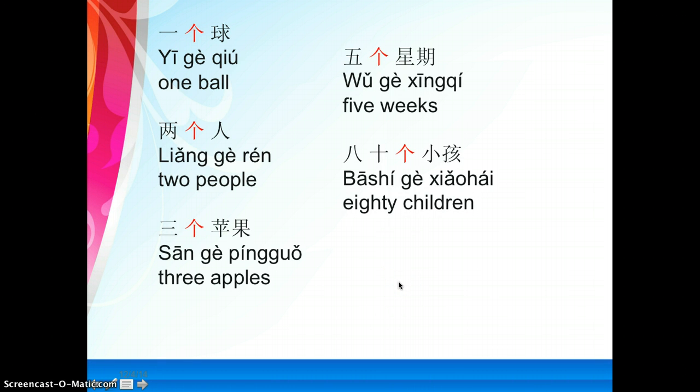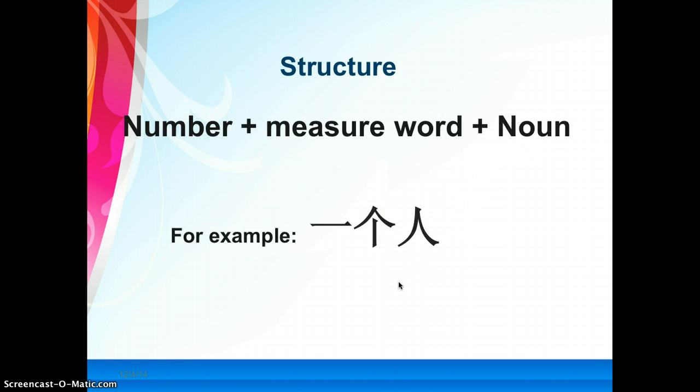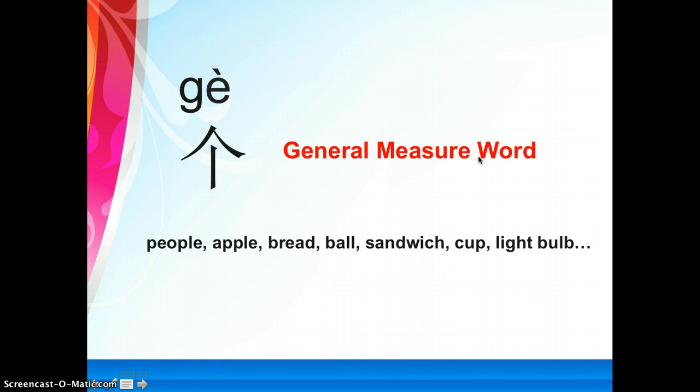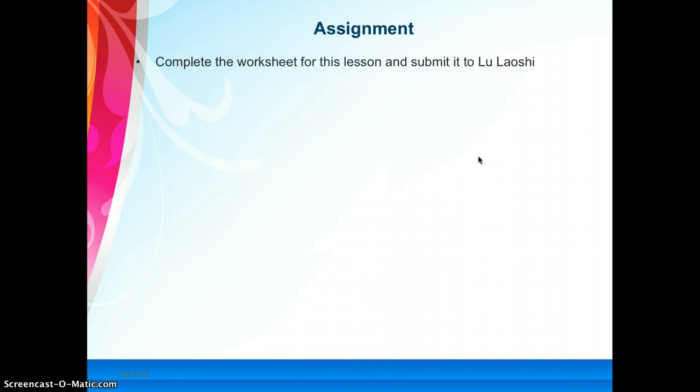Now let's see the rule again. When you have number, measure word, plus noun, use this structure. Like how many of something, that will be number plus measure word plus noun. So that's about how to use 个.